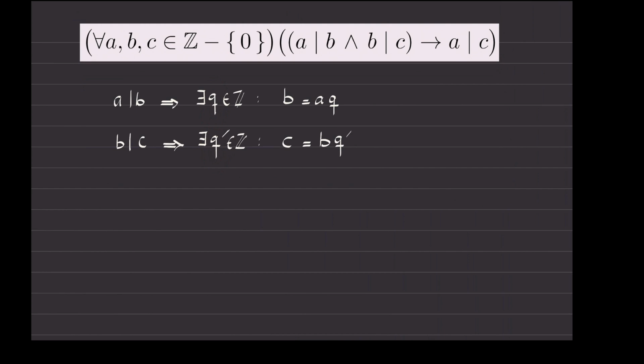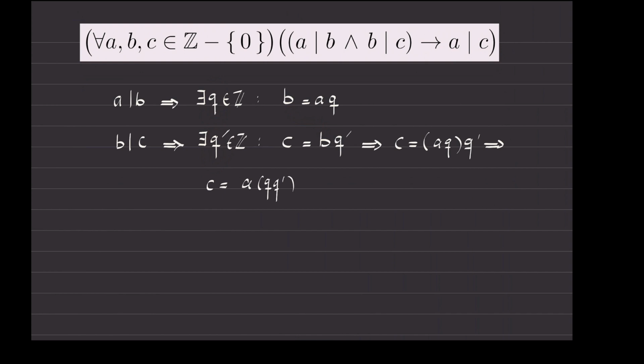But what I want to understand is the relation between a and c. So somehow I have to connect a directly to c. And that is very easy. The only thing I can do is take this one and put it here. So c is equal to, instead of b, I put aq, and then multiply it by q prime. This is now simply c equals a q q prime.